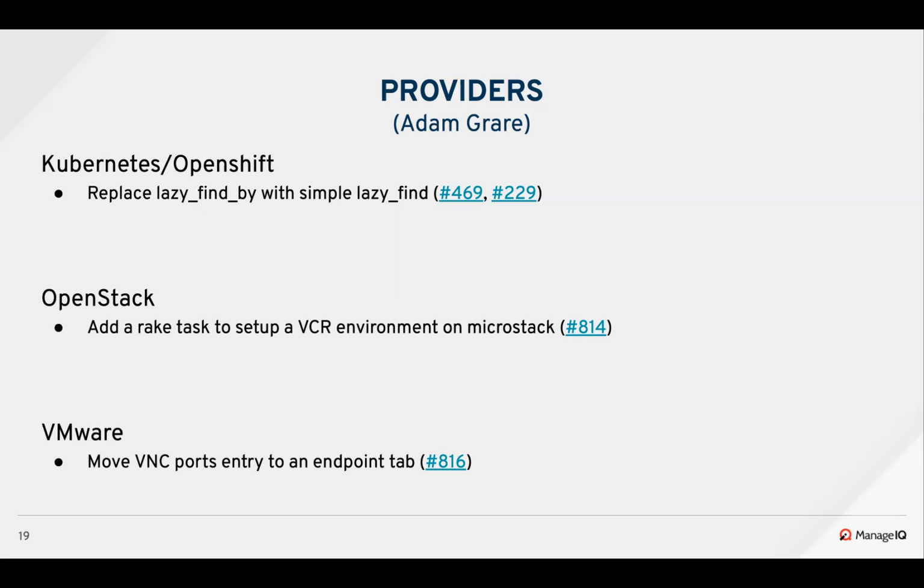And lastly, for VMware, we moved the VNC ports entry over to an endpoint tab. For VMware, if you want to connect to a VM's console using VNC, which is an older style of doing it, but some people still require it, you had to give a port range explicitly when you added the provider. This is pretty confusing because it looked like it was required when it's actually optional. So we moved those out to an endpoint tab, so it's more obvious that it's optionally enabled. And that is it for providers. Finally, over to Joe.